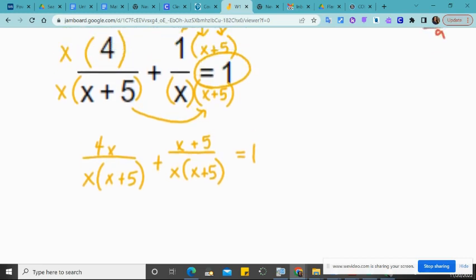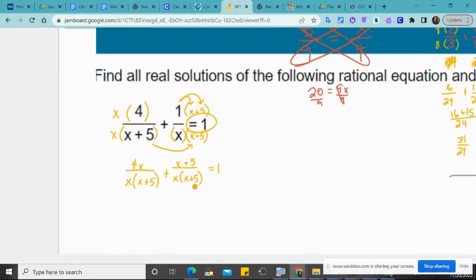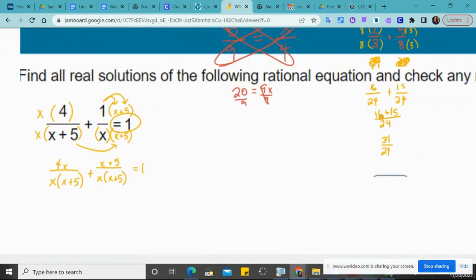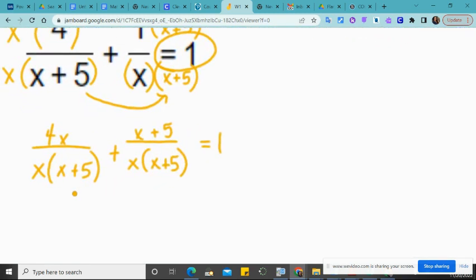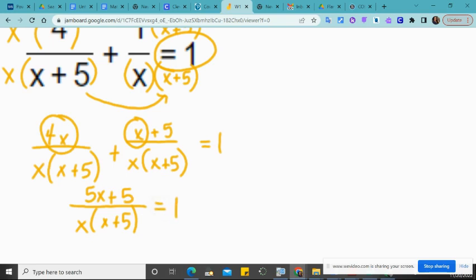Now that we've got our common denominator, just like a minute ago, we just add our like terms on the top. Common denominator, add the like terms. That's what we're going to do here. So I have 4x plus 1x, which is 5x. Those are my like terms. And then I still have that plus 5 equals 1.